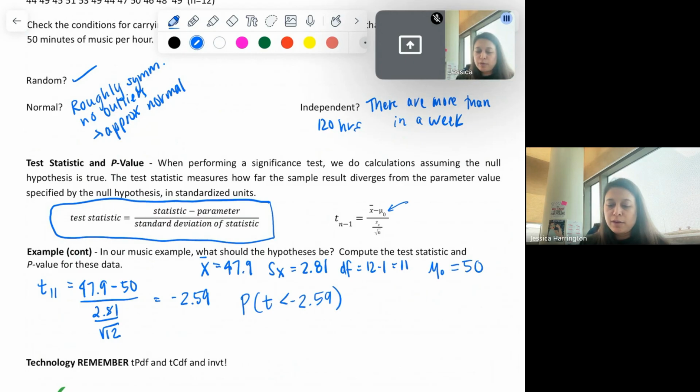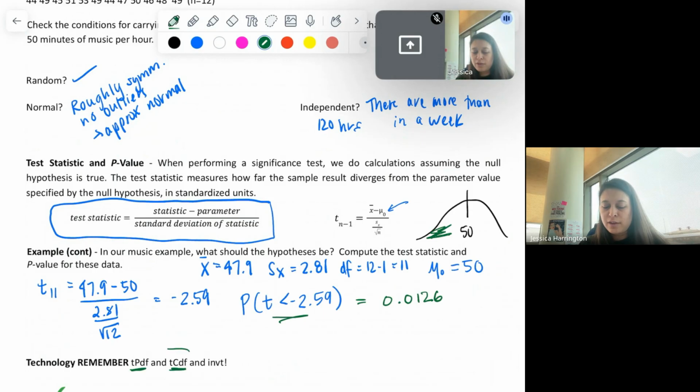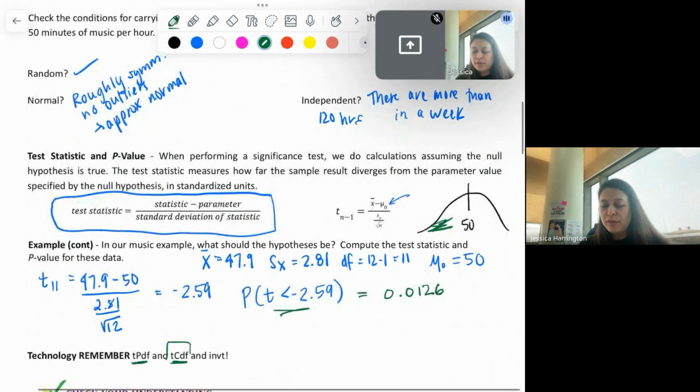Because remember, what we're doing is, if they're saying the mean is 50, we're trying to say what's the probability that it's actually less than that? What's the probability that it's not 50? So this side, that's why it's less than, using the mean of our sample. So when you put that in your calculator, you should get 0.0126. Okay. So this is where you're going to be using the tcdf, because you put all of this stuff in there to find that probability.